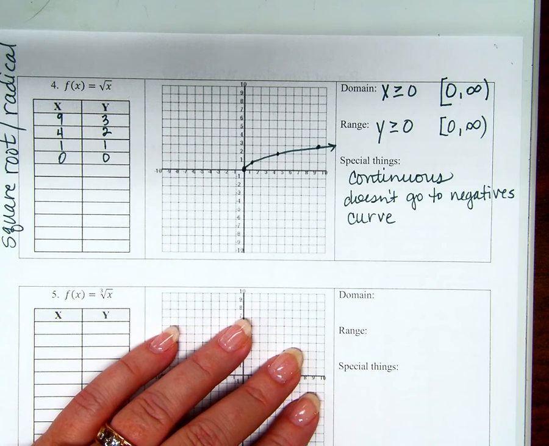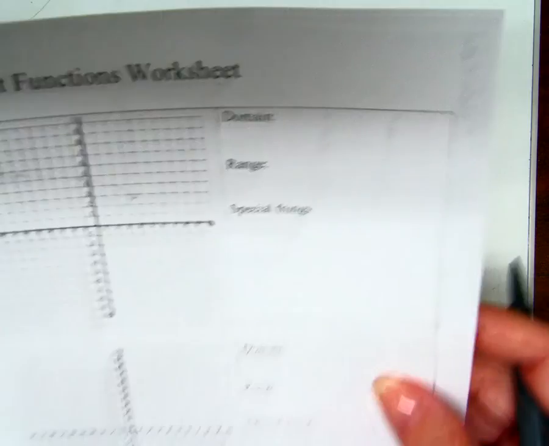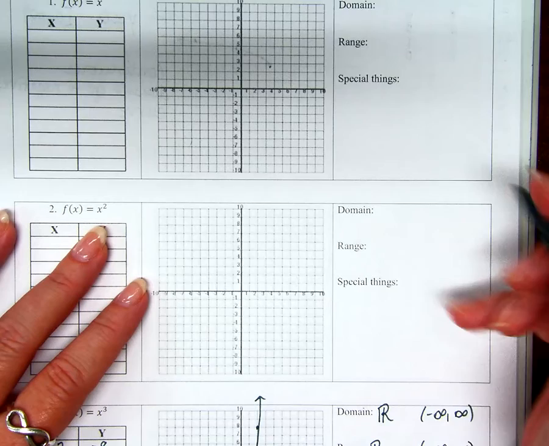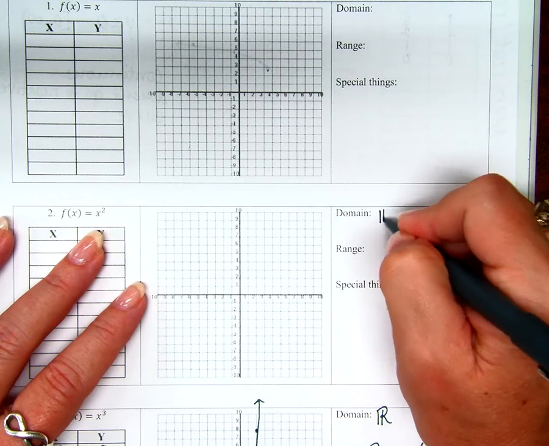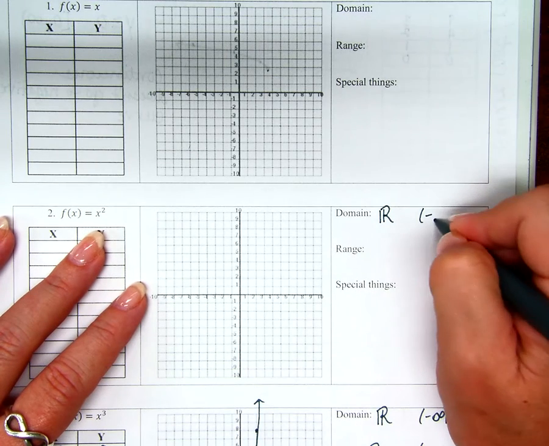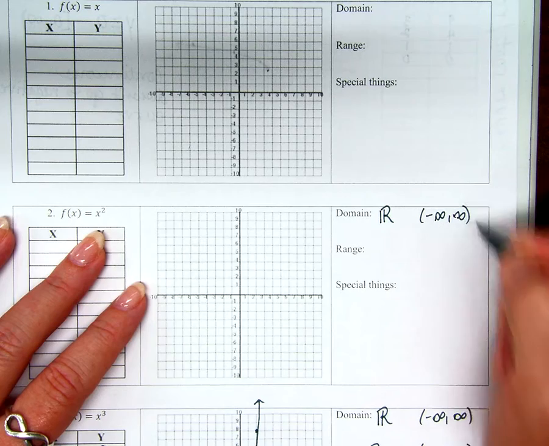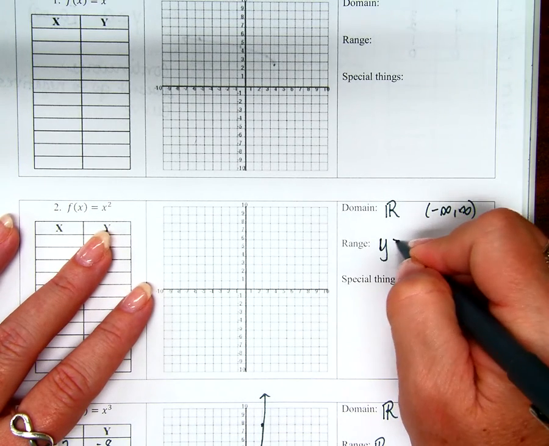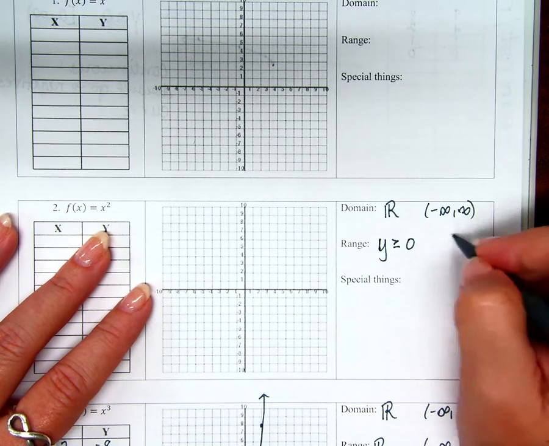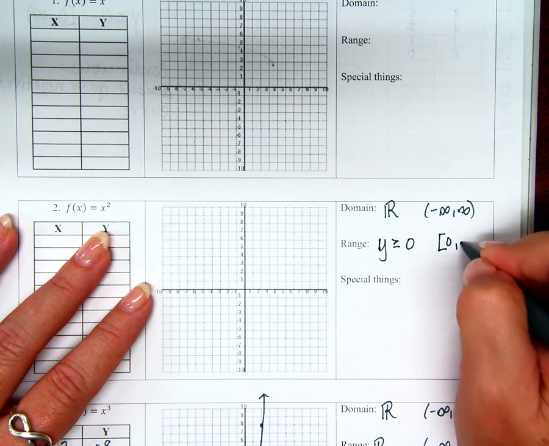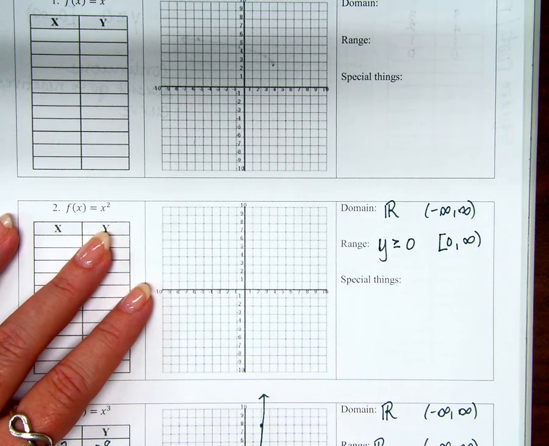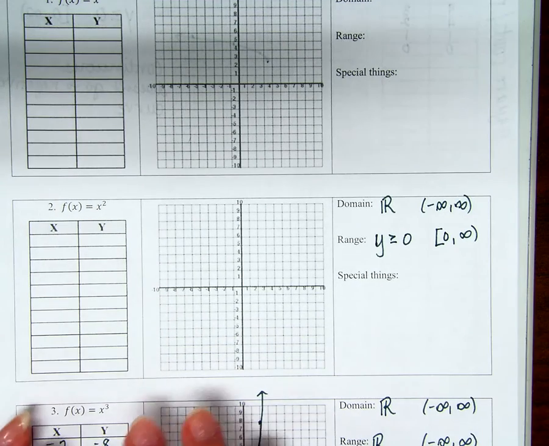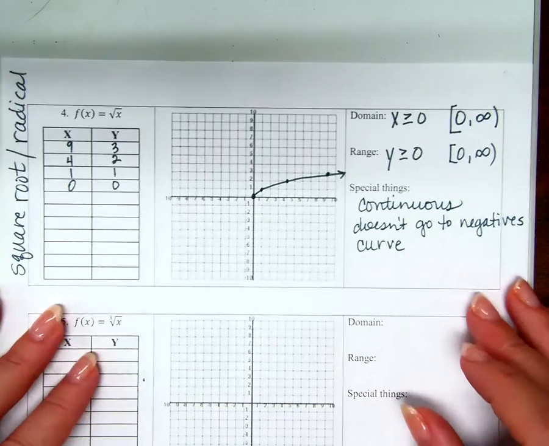Is that good? Okay, so checking out number 2 real quick. Your domain for number 2 should be all real numbers, negative infinity to positive infinity. Your range for number 2 should be y is greater than or equal to 0. So it should be bracket 0 to infinity. Okay? If you didn't have that before, are you fixing it now? Good, thank you. Okay? Any more questions on number 4?